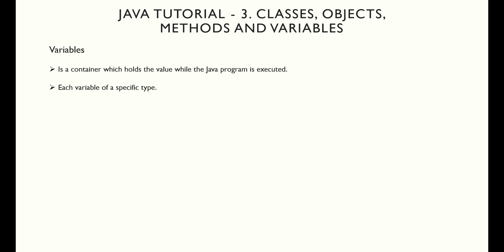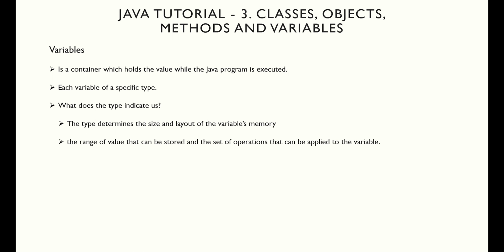Each variable has a specific type. What does the type indicate to us? The type determines the size and the layout of the variable's memory, the range of the value that can be stored, and the set of operations that can be applied to the variable.